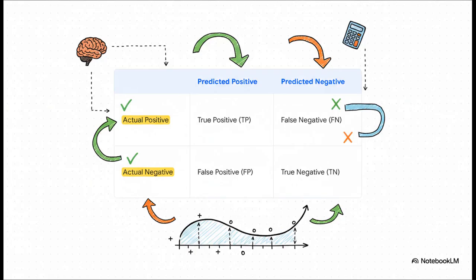Well, one of the most important tools we have is something called a confusion matrix. It sounds complicated, but it's really just a simple scorecard. It neatly organizes all the predictions into 4 buckets: where the model guessed yes and was right, where it guessed no and was right, and, most importantly, where it got things wrong.